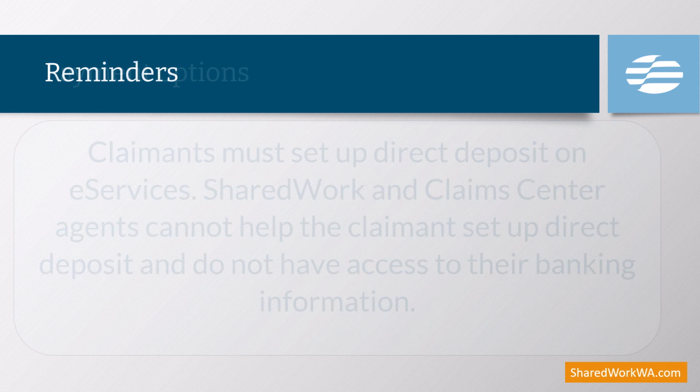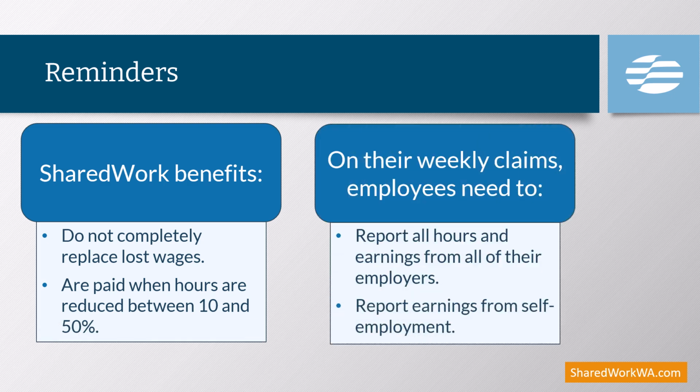Please remind your employees that SharedWork benefits are not meant to completely compensate for reduced hours. Instead, they're paid to lessen the impact of reduced hours. A SharedWork benefit is paid when there is 10 to 50% reduction in the employee's usual hours. Employees need to report hours and gross earnings from their SharedWork employer as well as second jobs, plus hours and net earnings from any self-employment.